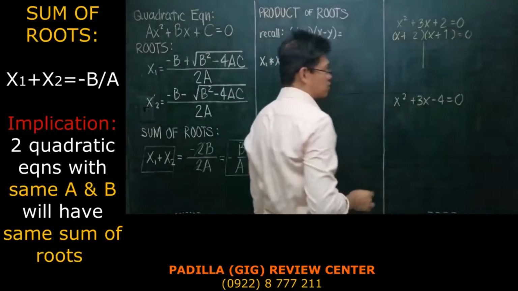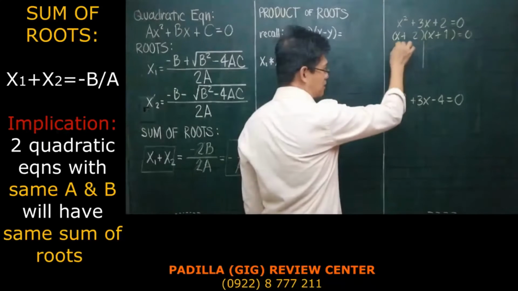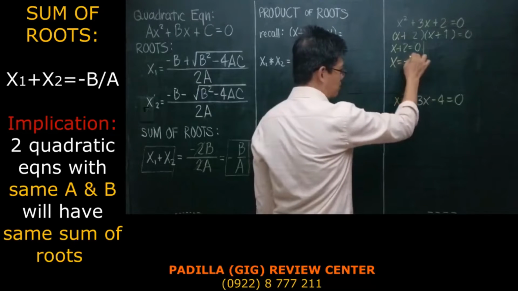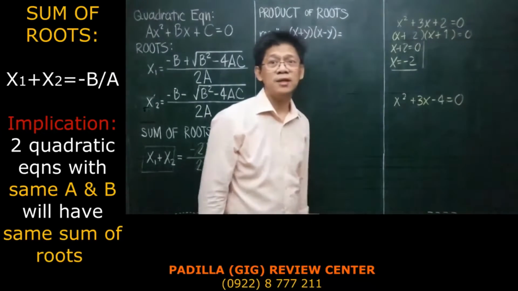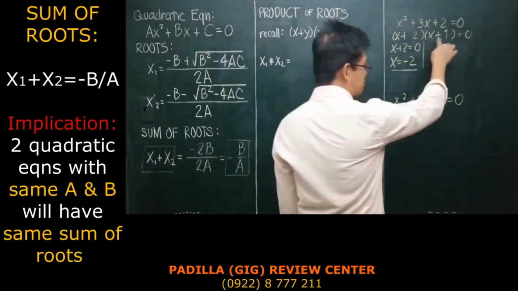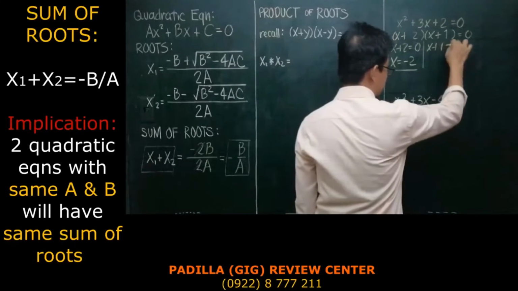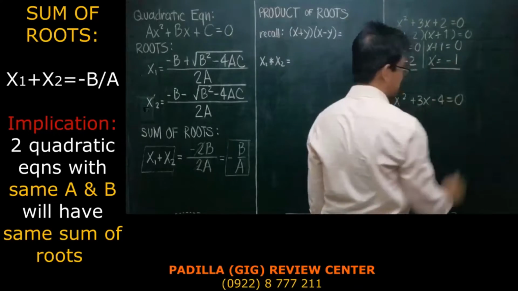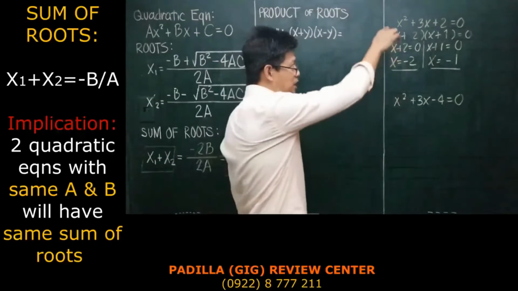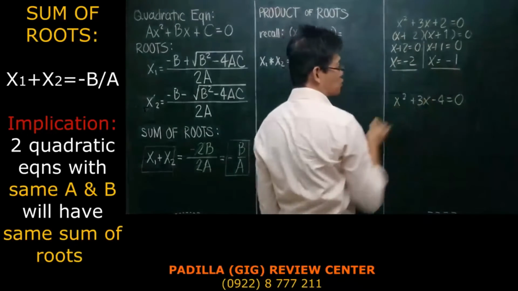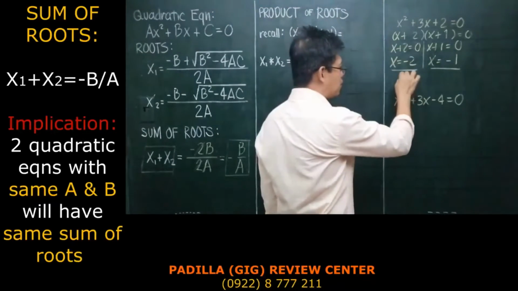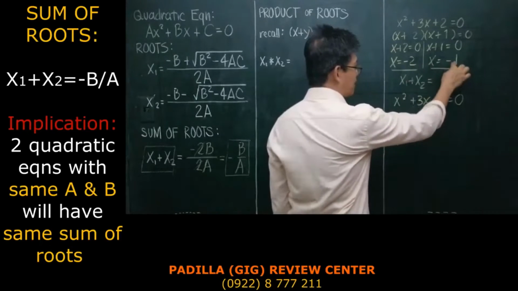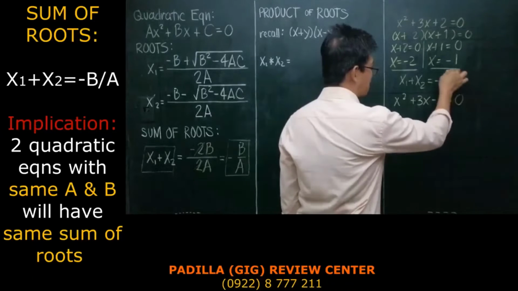So, each must be equated to 0. x plus 2 equals 0, so you have here x is equal to minus 2. While in here, x plus 1 equals 0, so x is equal to minus 1. So, the roots of this equation are minus 2 and minus 1. Look, if I'm going to add x1 plus x2, it's minus 2 plus minus 1, that is minus 3.